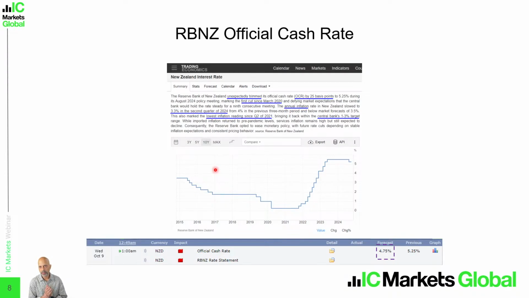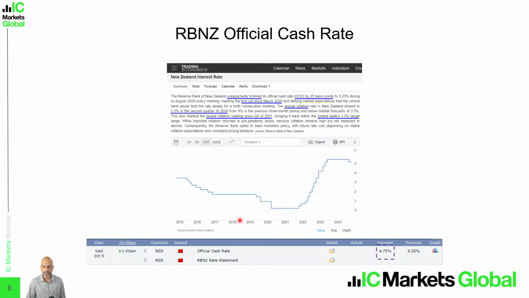Now, coming to this week's data, we have the RBNZ releasing its monetary policy statement on Wednesday, 9th of October. That's at 1 a.m. GMT. As I said earlier, they are widely expected to cut their cash rate by 50 basis points to bring it down to 4.75%.